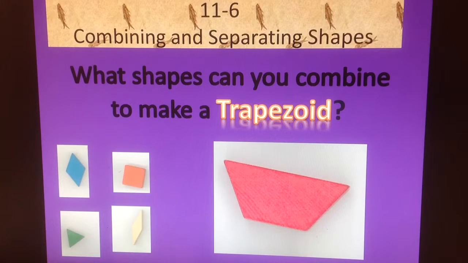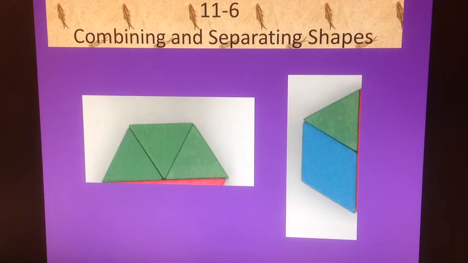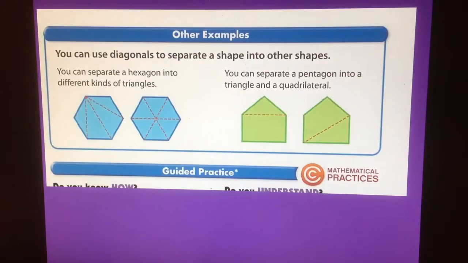What shapes can you combine to make a trapezoid? There's a couple that I thought of, but I know there's other correct answers. I wanted to show you what the textbook page looked like today. We can also draw diagonals to separate shapes. Here they separated a hexagon into triangles, and they also made it into a rectangle too. They made a pentagon into a rectangle.